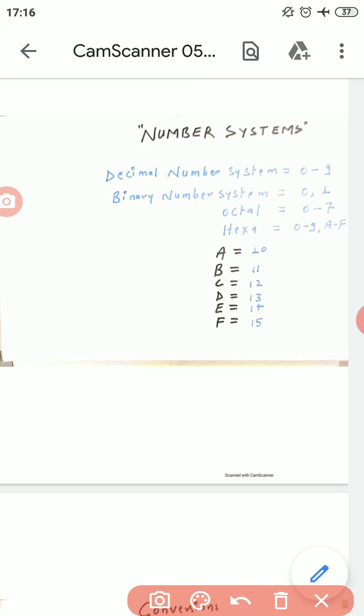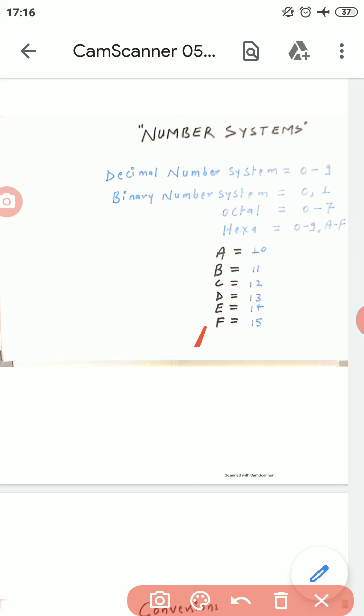The third one is octa. Octa comprises 0 to 7, and hexa comprises 0 to 9 and A to F. What is A to F? A means 10, B means 11, C represents 12, D represents 13, E represents 14 and F represents 15. So whenever you see the decimal number system, it is 0 to 9; binary includes 2 digits only, 0 and 1; octa includes 0 to 7; and hexa includes 0 to 9 and A to F, because other than 0 to 9 we don't have any numbers, so we represent them by A to F, which are the 6 extra symbols.